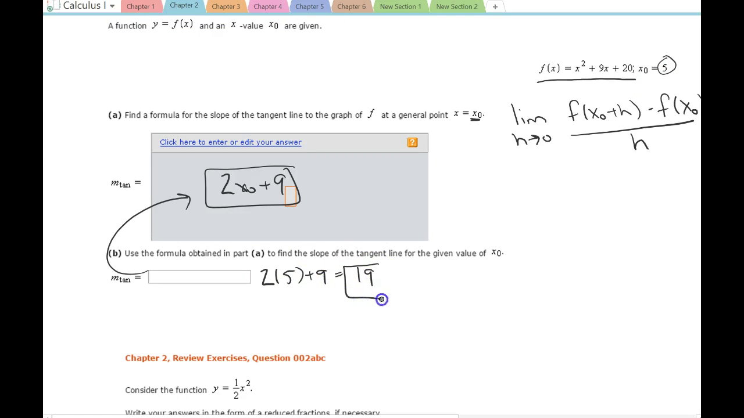which gives me 19. If you have any other questions on this, please let me know.